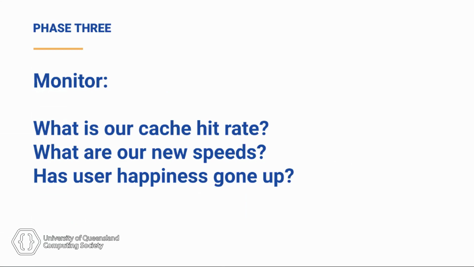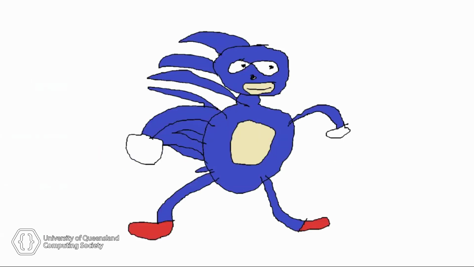Phase 3 was to monitor: did we do a good job? What is our actual cache hit rate? What are our new speeds? Has user happiness gone up? We spent a lot of time working on this, making this service reliable. There was a lot going on behind the scenes, but ultimately the answer was yes. We did improve that first render of data quite a bit. And now we are working on improving the full page load time, which is going to take a lot longer for us to do. But we're pretty happy with what we achieved.